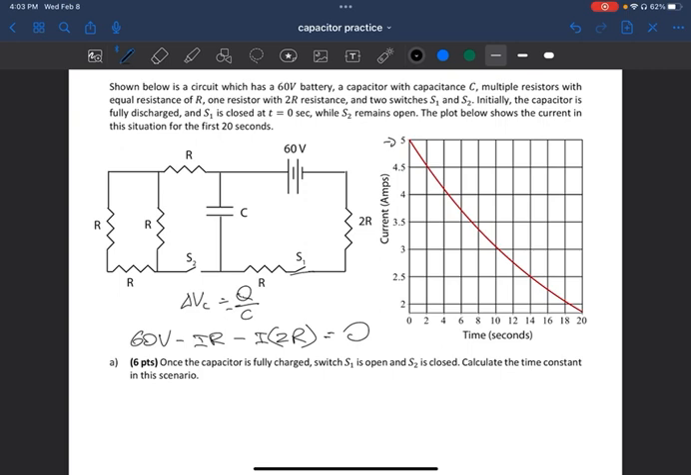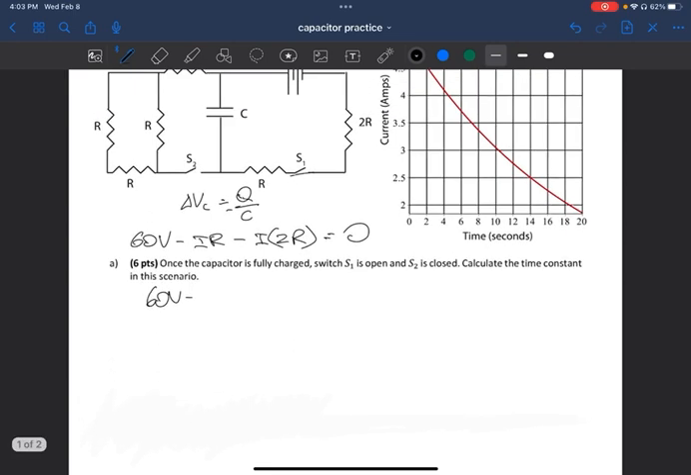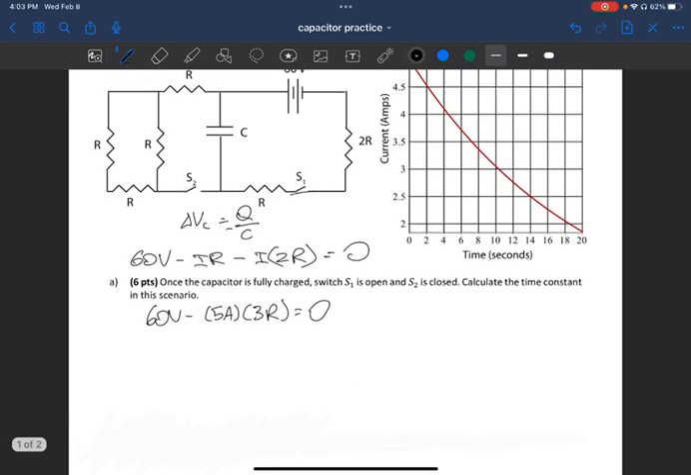We know what current to plug in here because the initial current from our plot is 5 amps. So if I plug in 5 amps, I get 60 volts minus 5 amps times 3R, where I've combined R and 2R into a single equivalent resistance of 3R. That's our loop rule for when the circuit is first closed, and we can easily solve this. We move the 5 amps times 3R over to the other side and divide both sides by 15 amps. That cancels the 5 amps and the 3, and we're left with R equals 4 ohms.